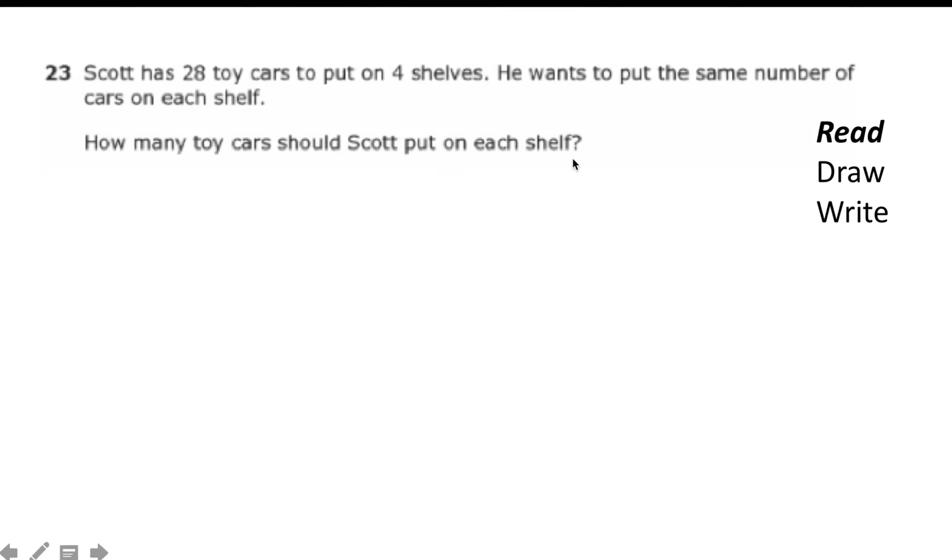Okay, so we read the question. If you need to read it again, you may pause it or go back. So Scott has 28 cars to put on 4 shelves. He wants to put the same number of cars on each shelf. How many toy cars should Scott put on each shelf? All right, now that we've read it, I want you to take your paper and draw what you need to find this answer. So go ahead and pause this video, see if you can do it on your own, and then I'll walk you through the steps.